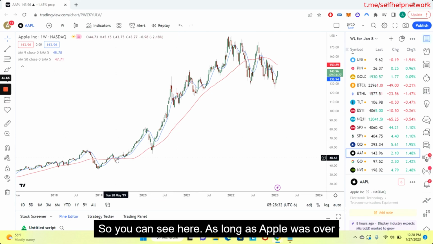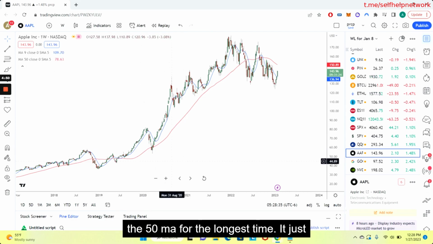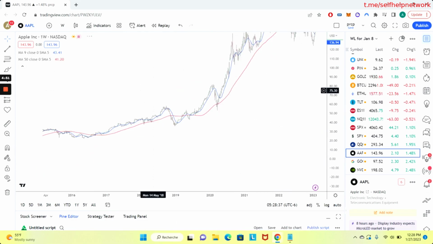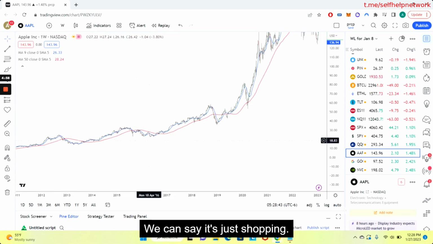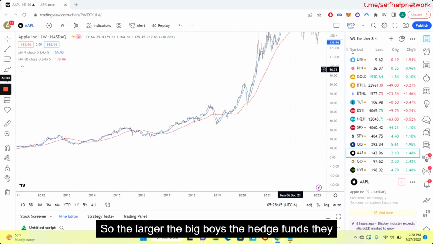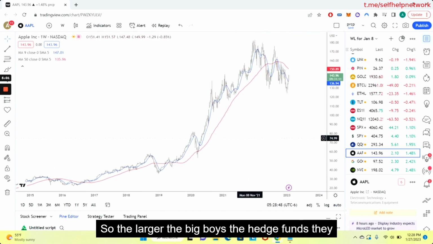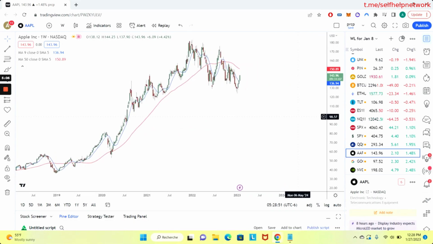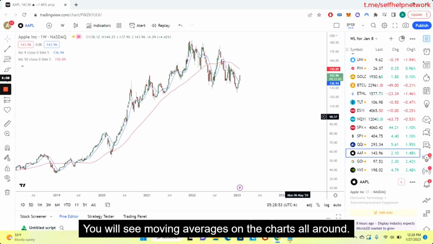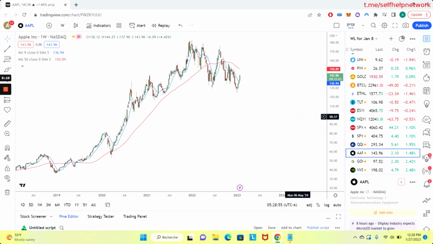So you can see here, as long as Apple was over the 50 MA for the longest time, it just kept going up. While the 50 MA was flattening here and Apple was moving to the side, you can say it's just chopping. So the big boys, the hedge funds, make decisions using the 50 MA. And this is another reason why you will see moving averages on the charts all around.